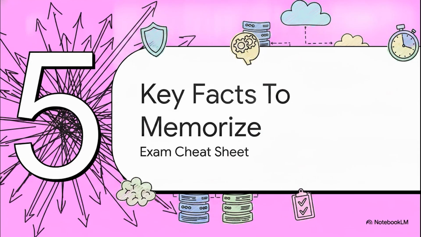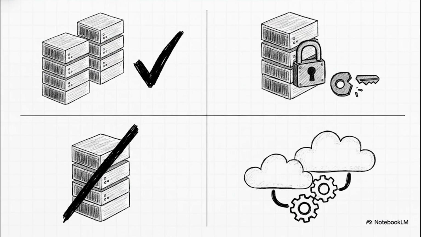Finally, we've arrived at Section 5, Key Facts to Memorize. This is your mental cheat sheet for test day. I need you to burn these 4 unbending rules into your memory. Number 1, for on-prem targets, you are strictly capped at 3 AHV or ESXi clusters. Number 2, Hyper-V is a hard no as a backup target.